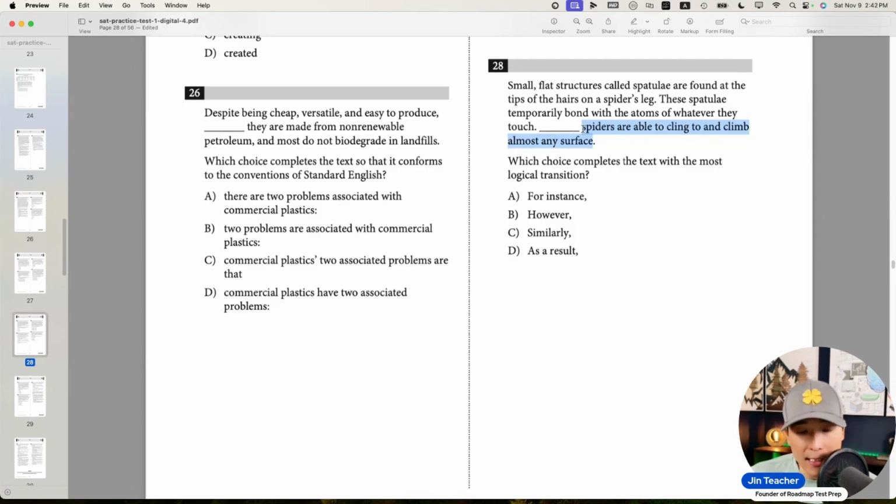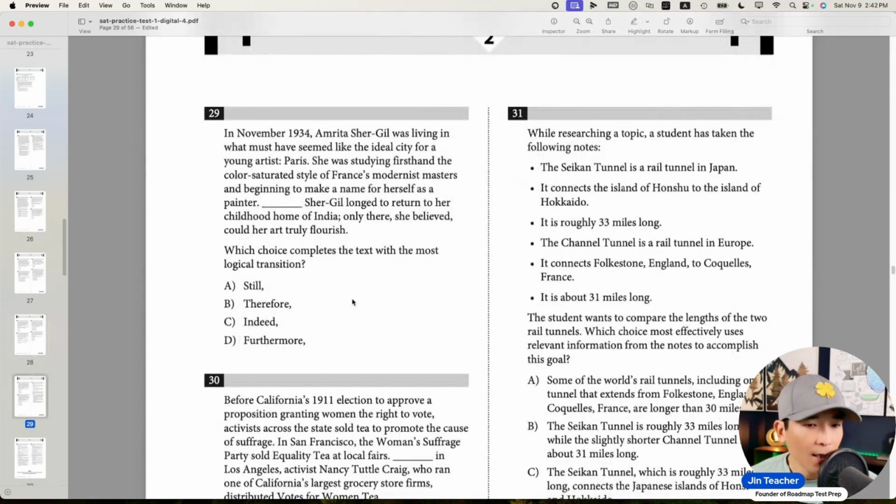So the second sentence is a result of the first sentence, right? The first sentence told me that these spatulae can bond. They're able to bond with any atoms of whatever they touch. And so what's the logical consequence or the logical result of that? Oh, therefore, spiders can cling like Spider-Man, right? They can cling to and climb any surface, you know? So here, I know that the correct answer is going to be a cause and effect, or D, right? Moving on.